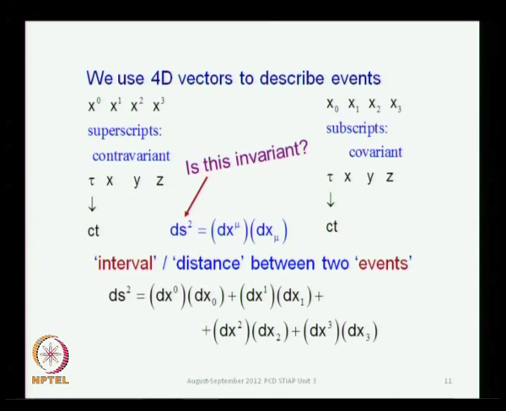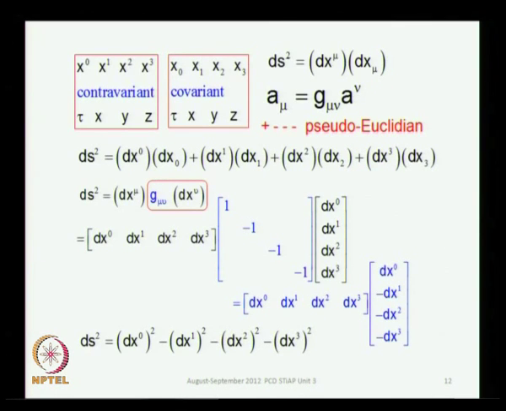Now, how do we know that this is invariant? First of all, the way that you get it is through this lowering of indices, as it is called, through the G matrix. Okay. And this G has got a certain signature. This is a 4x4 matrix, which has got these diagonal elements, which are given by 1, minus 1, minus 1, minus 1. All the remaining elements in this 4x4 matrix are 0. So, I have not written them out.